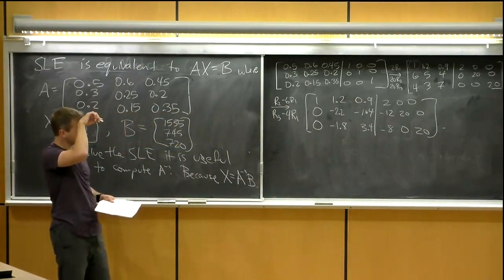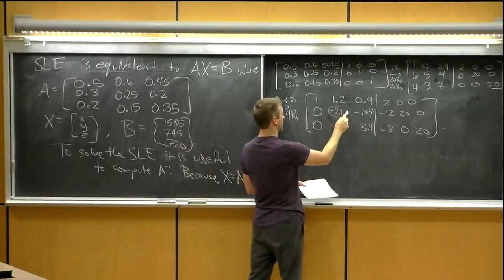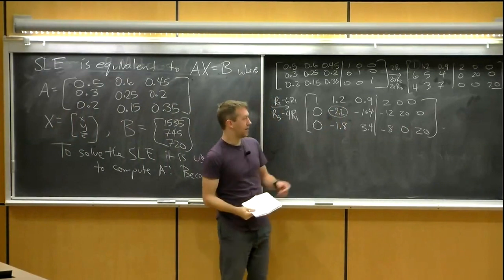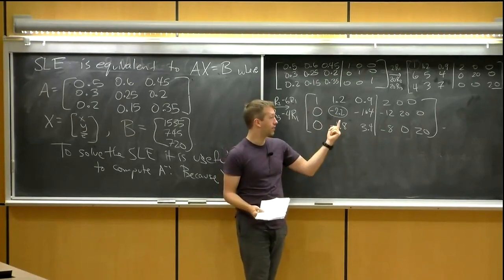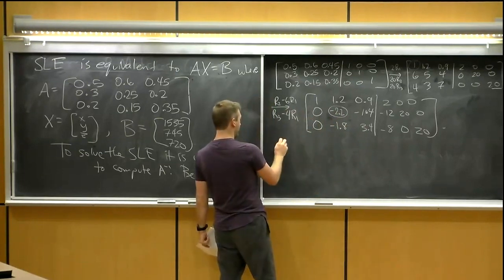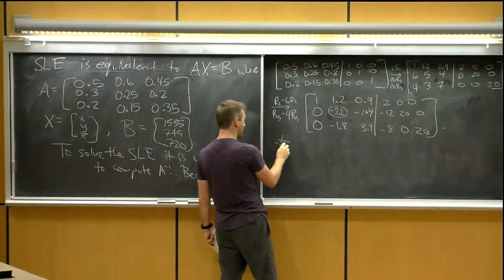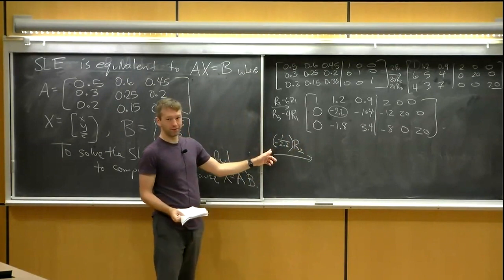I'm now looking at that value, and I want to get that to be a 1. It's not hard to make a 1. As long as this is not a 0, which it's not, I can just divide this row by this number. It's kind of a weird thing to do because it's a negative number and a decimal, but there's nothing wrong with this. I'm going to take row 2 and divide it by negative 2.2.